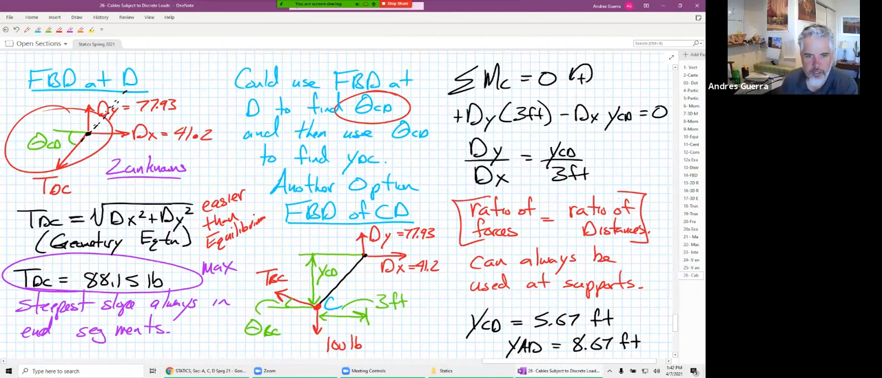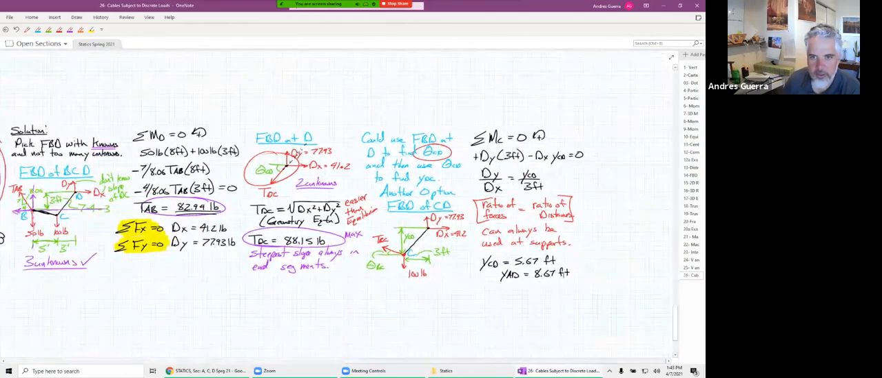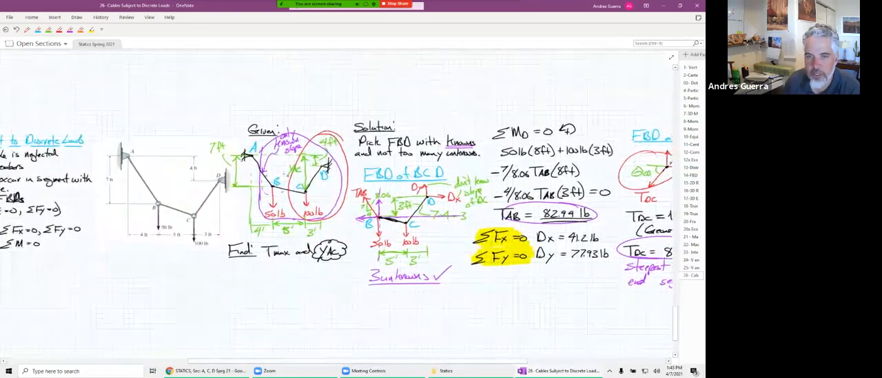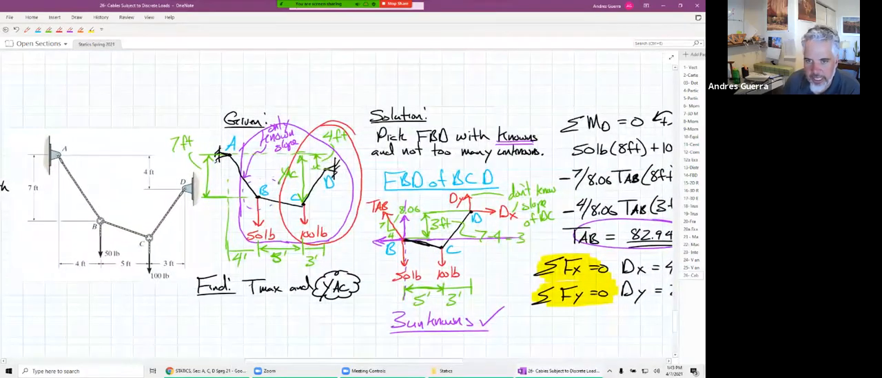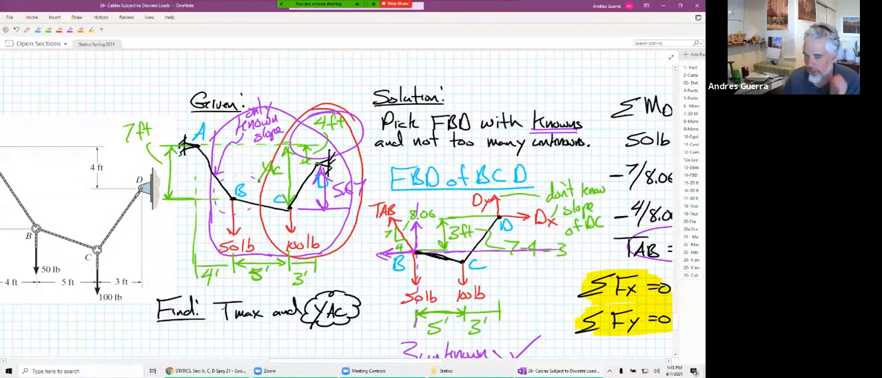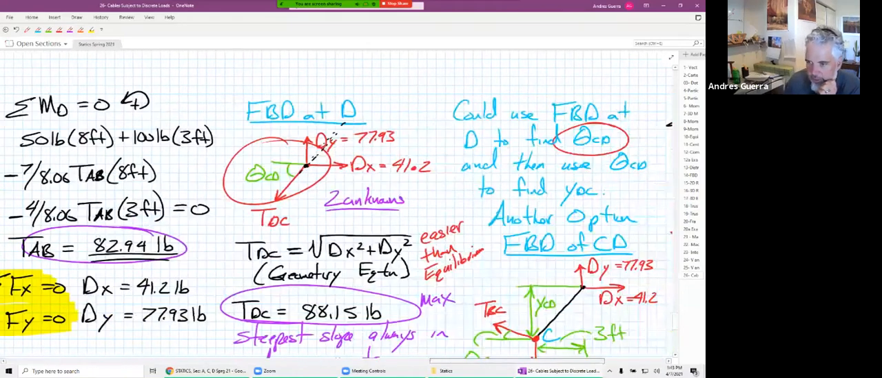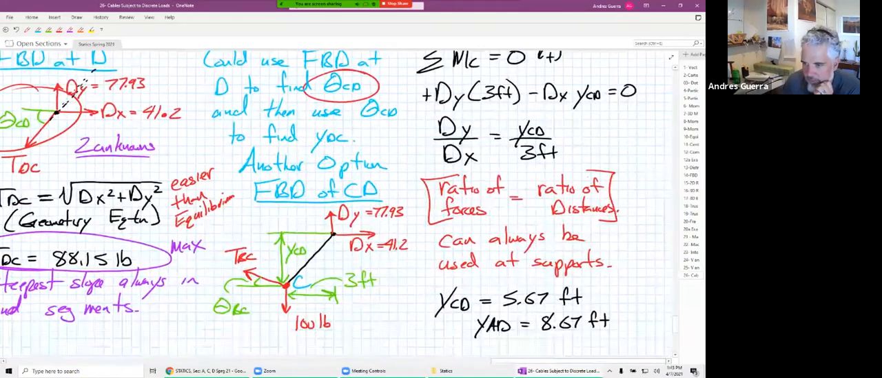Oh wait, or was it 4 feet? Let me zoom out here. Oh no, it was 4 feet, right? So we found 5.67 from D to C. Let me label it on here and you all can fix it, right? We found this distance from there to there was 5.67. Well, we need to add 4 feet to get up to A right there because we wanted to find A to C. So it's actually 9.67 feet.